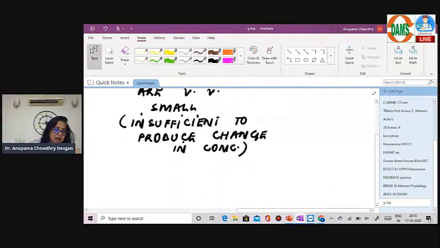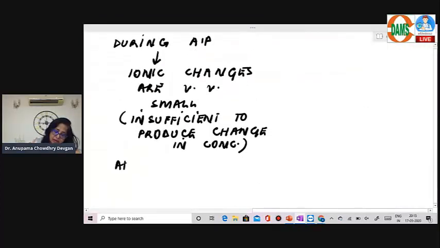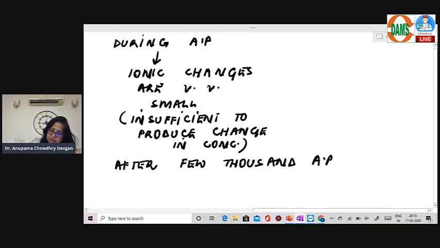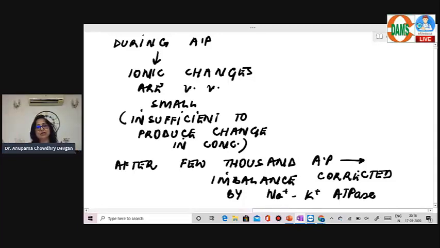After a few thousand action potentials, there is going to be an imbalance. There will be slightly more sodium inside the cell, slightly more potassium outside the cell. This imbalance is going to be corrected by the sodium potassium ATPase. Sodium potassium ATPase will pump the sodium out of the cell, bring the potassium into the cell.